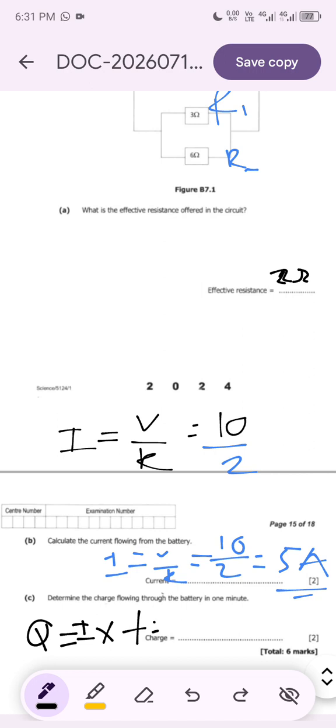So how is it going to be? Current we have calculated to be 5A times time. Time, they have given us 1 minute. So we are going to convert this 1 minute into seconds, that's basically 60 seconds. So when we multiply 5 by 60, we just say 5 by 6, that's 30, and then we add 0. So this is going to be 300 coulombs, because charge is measured in coulombs.